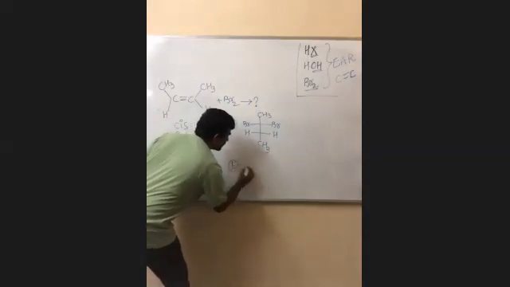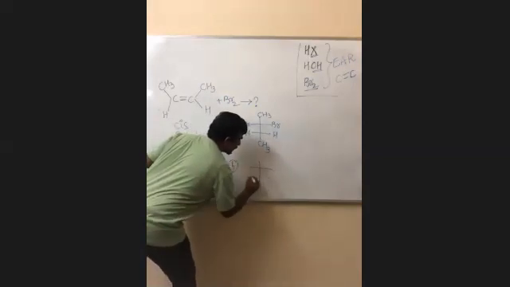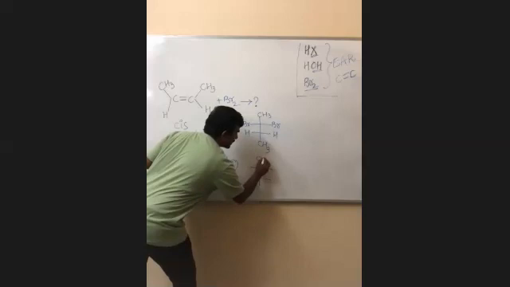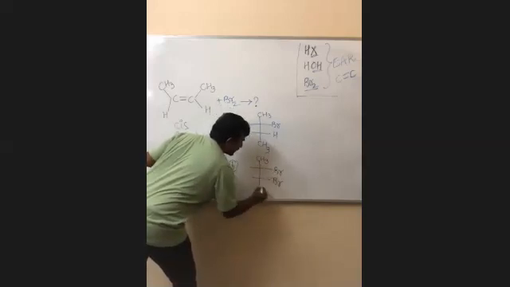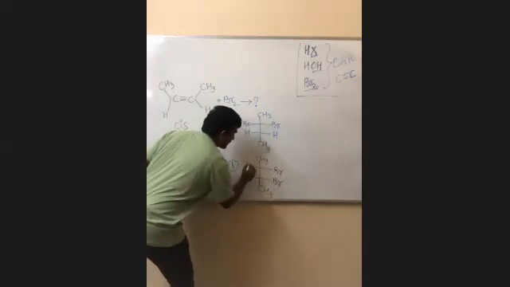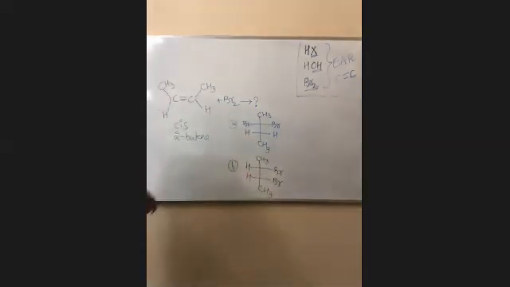Option B is: CH3 here, bromine here, CH3 here, H here. Option 2. Observe carefully the options. Is it clear?